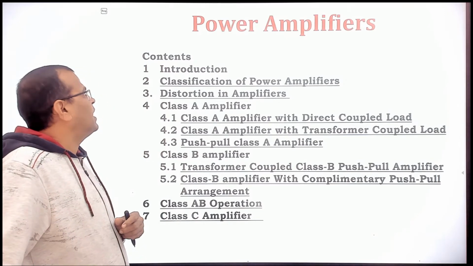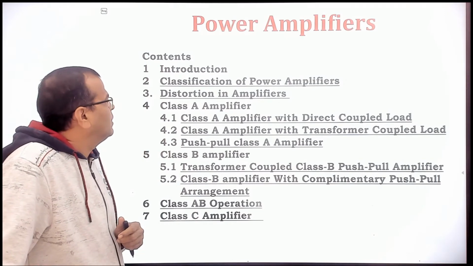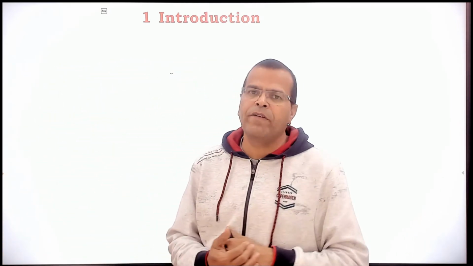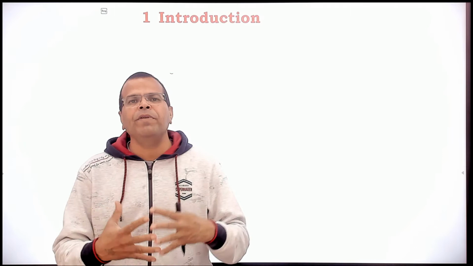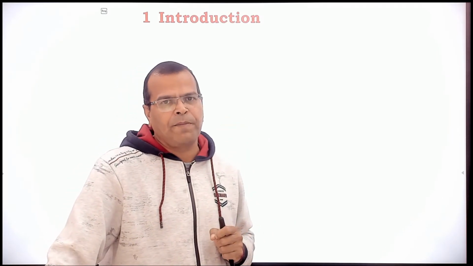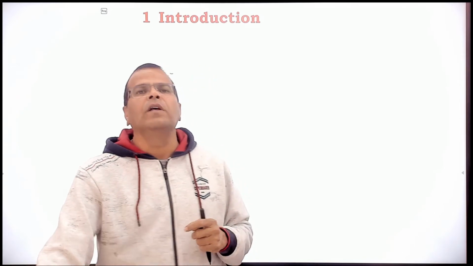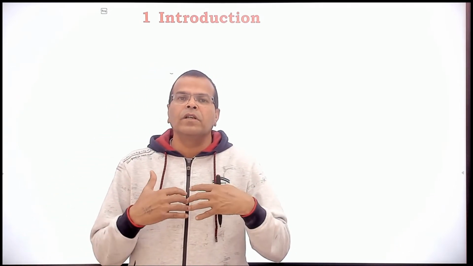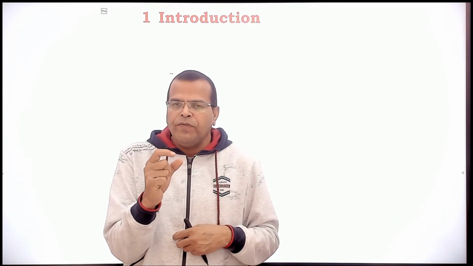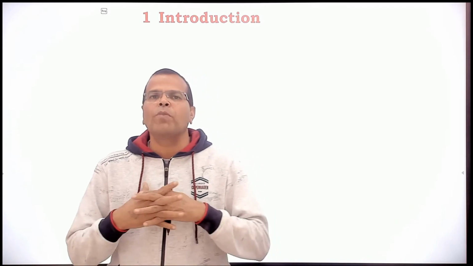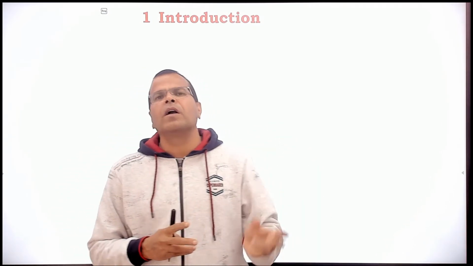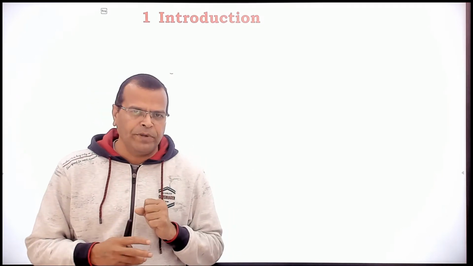So let us start with the first topic of the chapter, that is introduction to the power amplifiers. The power amplifiers are basically the large signal amplifiers. What do you mean by large signal amplifiers? The signals which are having a high power level. If you talk about a simple amplifier, normally voltage is in the range of maybe 5 volt, maybe 12 volt. Current is in the range of milliamperes.